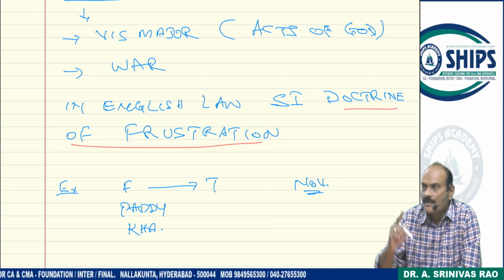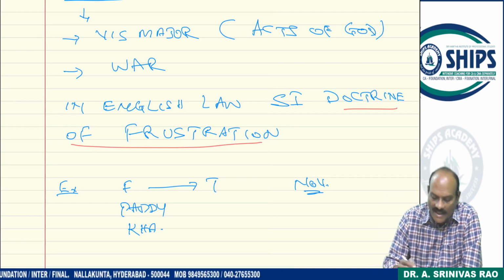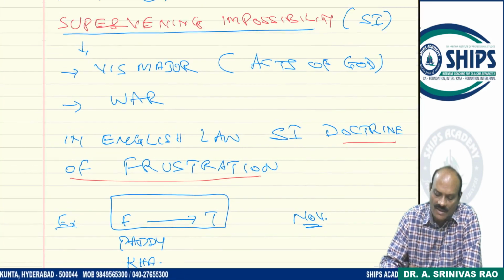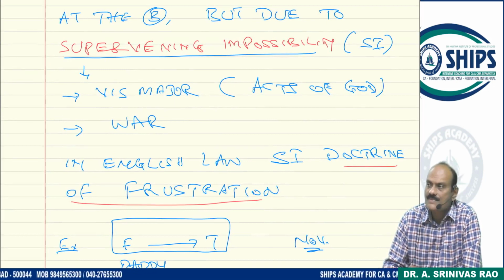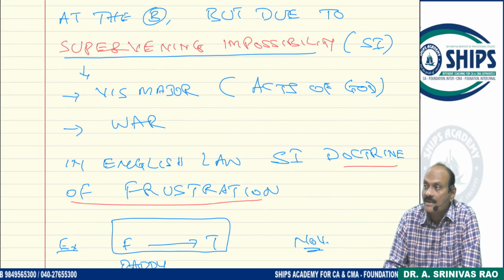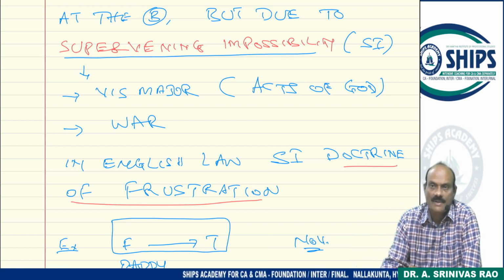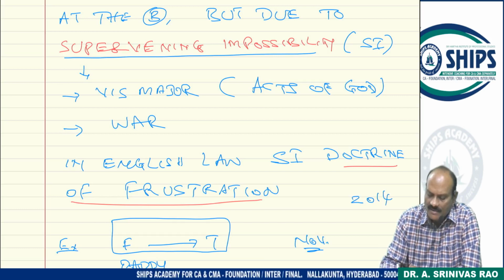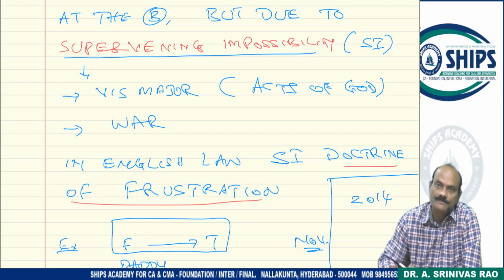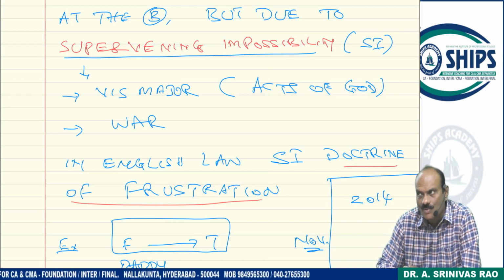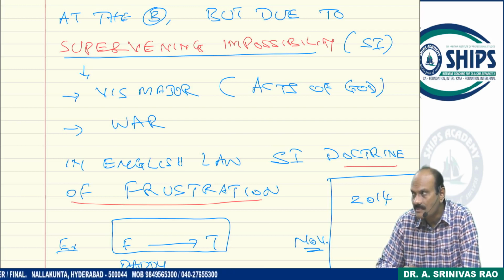In the month of November, a severe cyclone damages the total crop. The contract becomes void. The agreement between the farmer and the trader is valid at the beginning, but due to supervening impossibility, it becomes void. Here, what is the supervening impossibility? Cyclone, earthquake, tsunami, vis major. Because of that incident, the crop got damaged and the contract becomes void. If you do remember, in 2014, Vizag experienced the Hudhud cyclone. Before the Hudhud cyclone, whatever agreements were made are valid. With the cyclone, they become void.